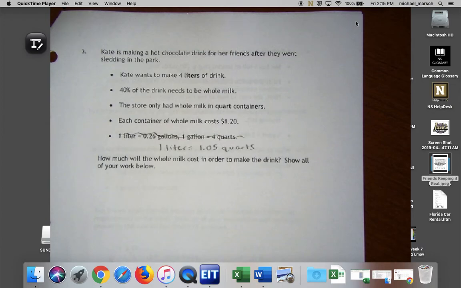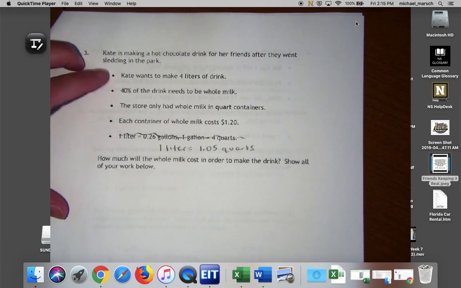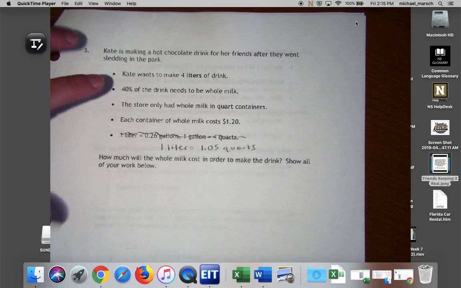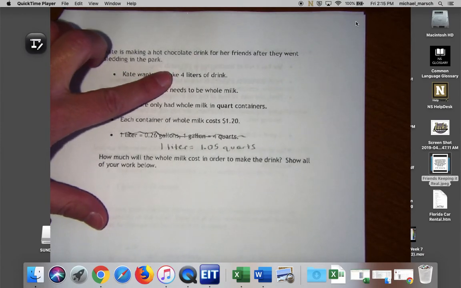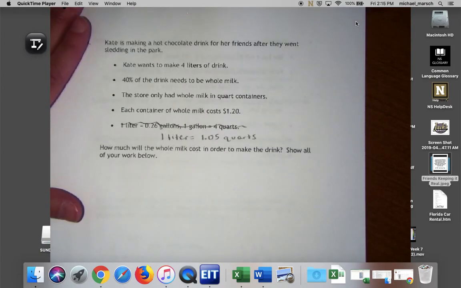Kaden, what do you think you would do? I would do the conversion. You would convert 4 liters to quarts right away? Yeah. Okay, would anybody do something different? What about this whole 40% of the drink needs to be whole milk? Well, you could do that and then convert it to liters. Right now she just needs to buy whole milk. We're just going to focus on this whole milk. So converting is definitely important, but I think finding 40% of 4 liters might be easier than finding 40% of however many quarts we end up with. So let's start out there. Let's find 40% of 4 liters.